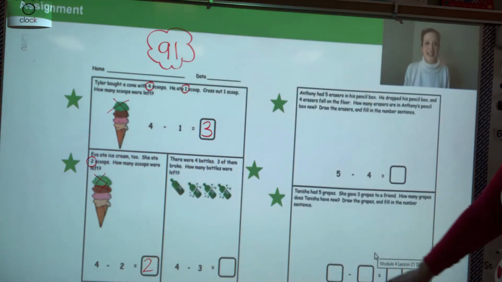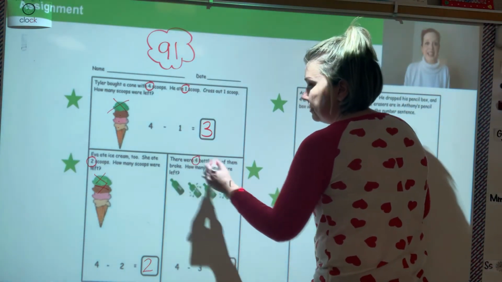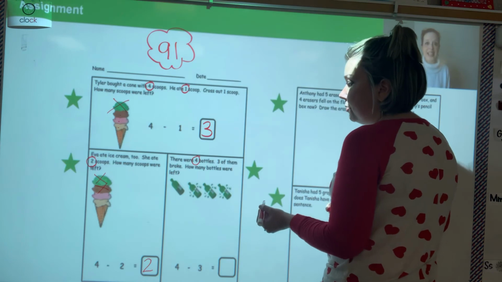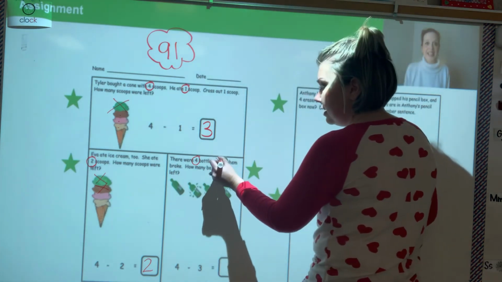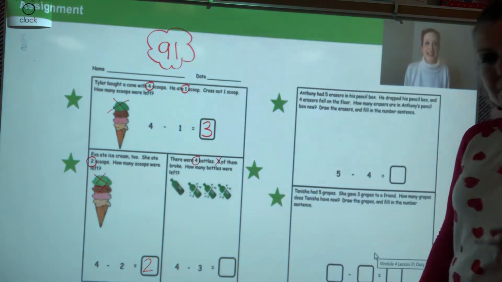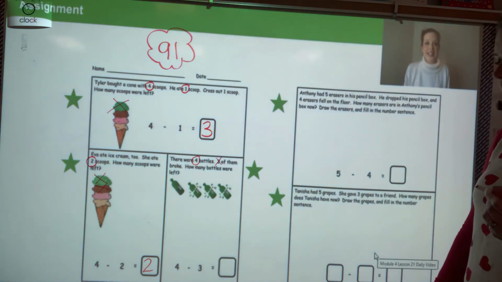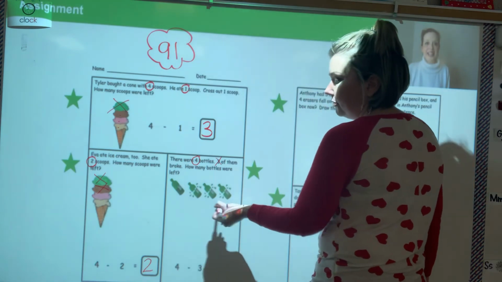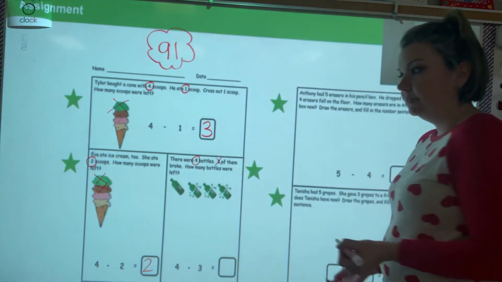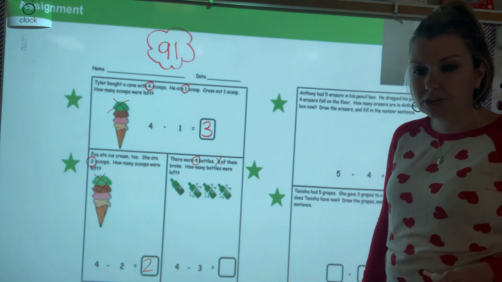Okay, let's look at this story. There were 4 bottles. 3 of them broke. Oh no, you know what? Since they're broken and I'm going to be taking them away, I'm going to put an X over that number. How many bottles were left? There were 4 bottles. 3 of them broke. How many are left? Show me with your fingers.